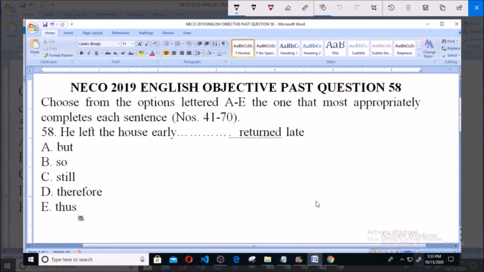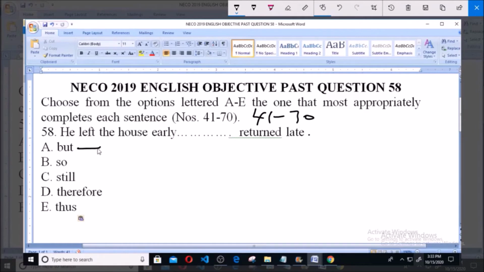Question number 58. The instruction says choose from the options lettered A to E the one that most appropriately completes each sentence. This instruction is to answer questions from 41 to 70. Question 58 says: he left the house early dash returned late.